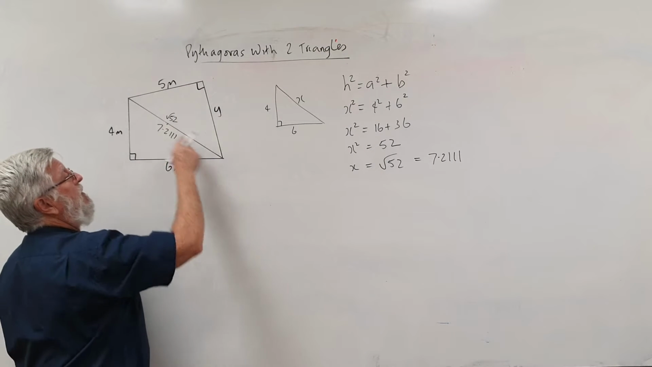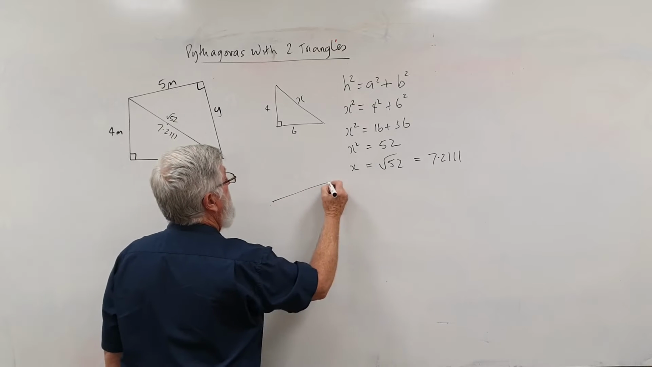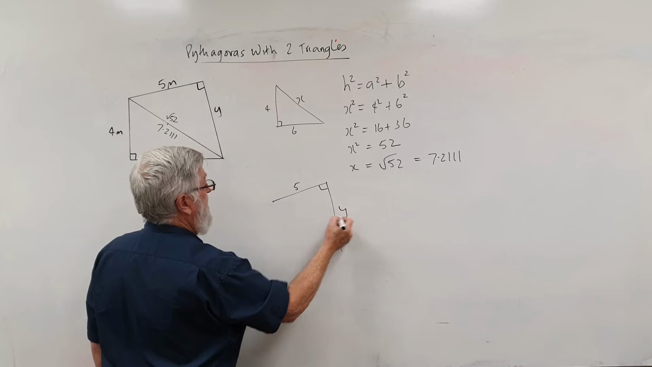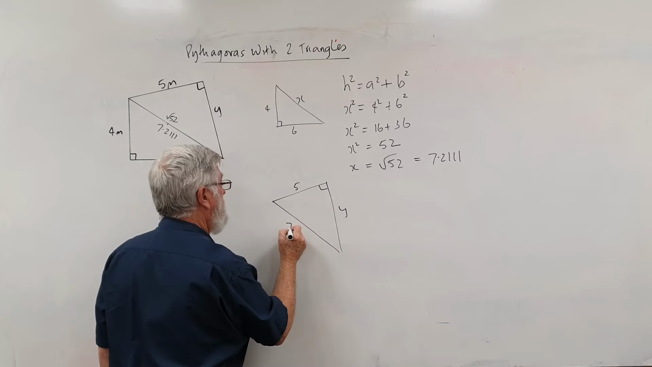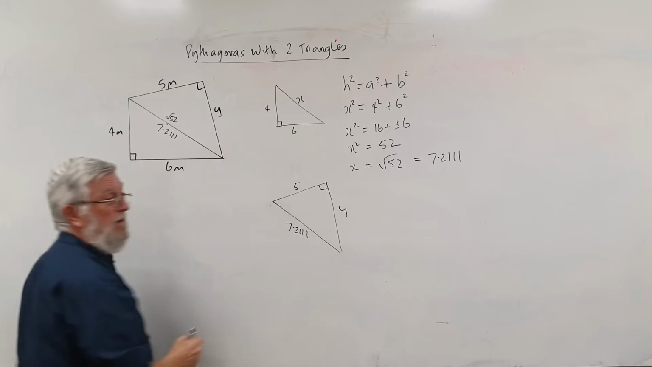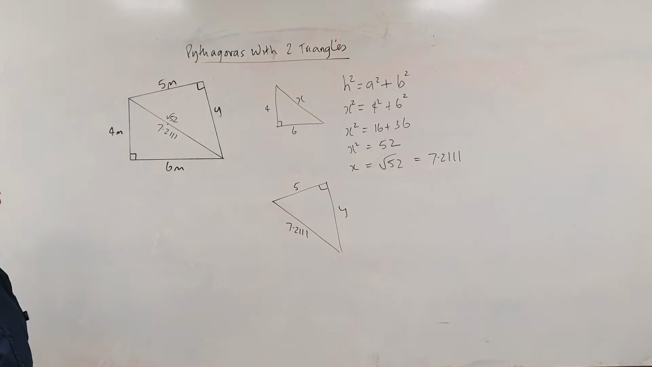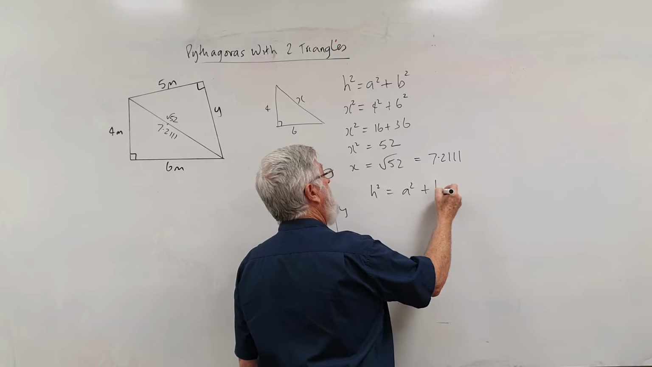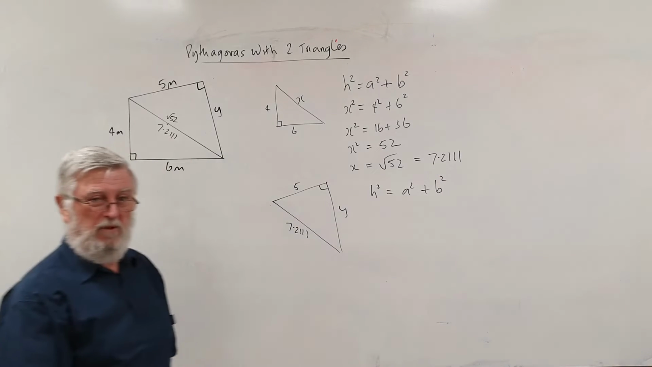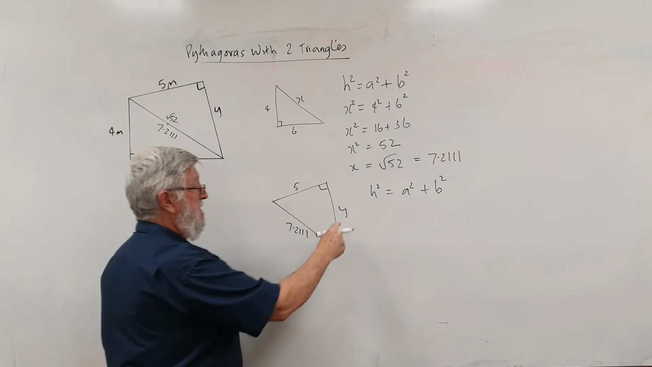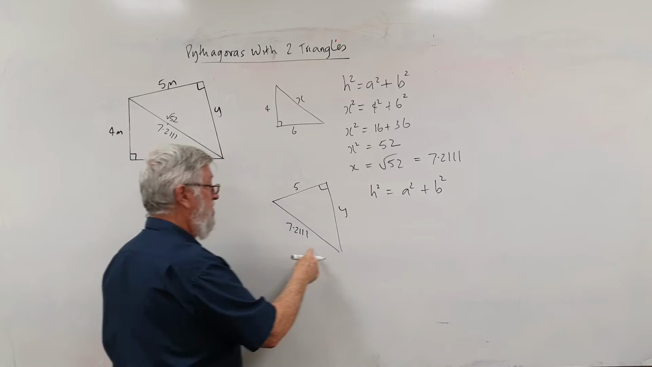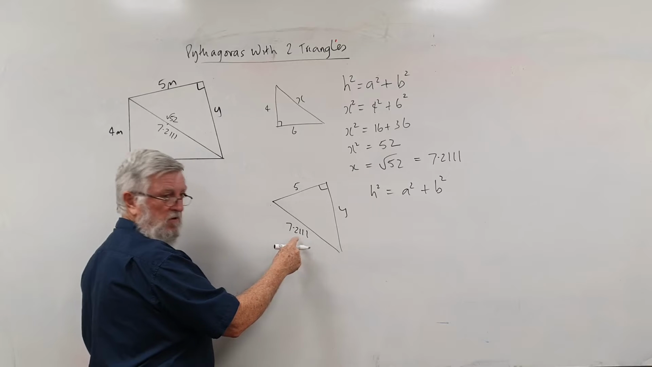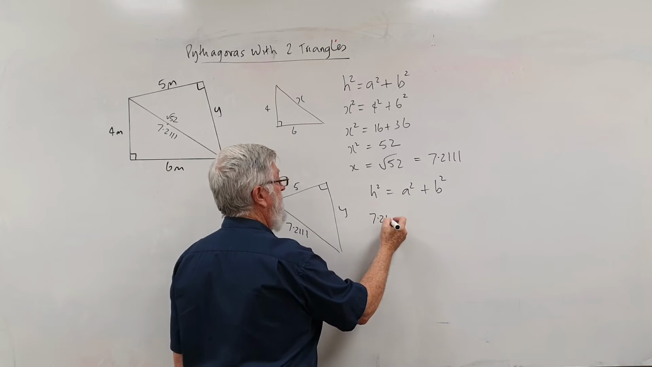So again, like I talk about, a lot of people need to draw it separate. So if I went over here and drew this one and made it fairly similar, there's the 5 and there's the y, and if I said that's 7.2111, we're back to Pythagoras' Theorem. Here's where a lot of people go wrong. They don't write the formula down. Now a lot of people can do it and have no problems without the formula. If you're one of them, that's okay. This time the y is not on the hypotenuse. The y is on the other sides. So the hypotenuse is 7.2111.